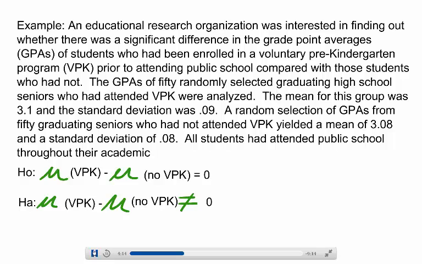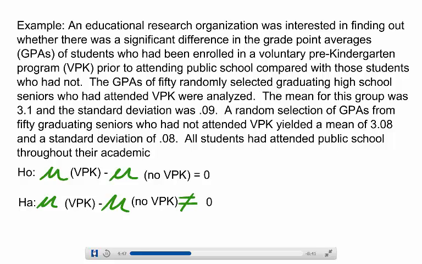First, we need to set up our null and alternate hypothesis. Our null hypothesis is that the mean for VPK students minus the mean for no VPK is equal to 0. In other words, that there's no significant difference between the groups. Our alternate hypothesis is that the mean for VPK students minus the mean for students who did not attend VPK is different than or not equal to 0.